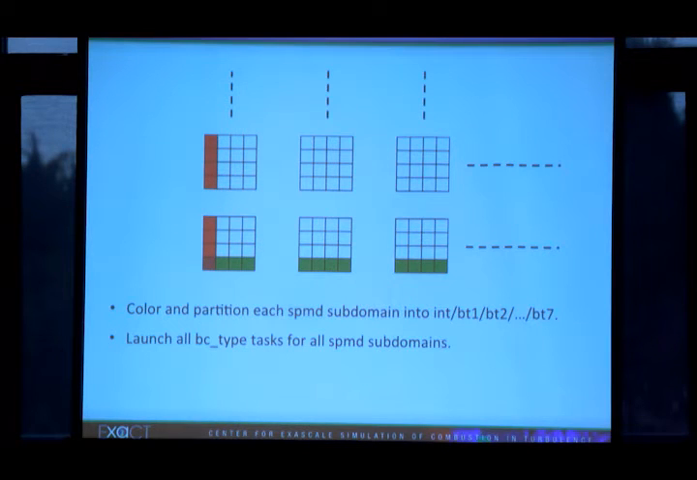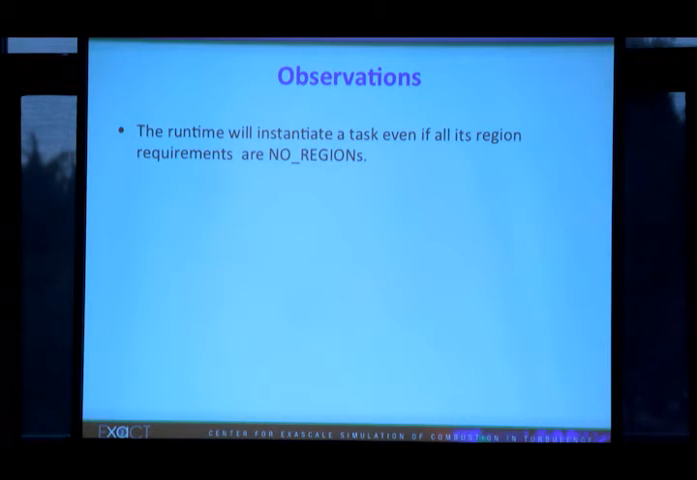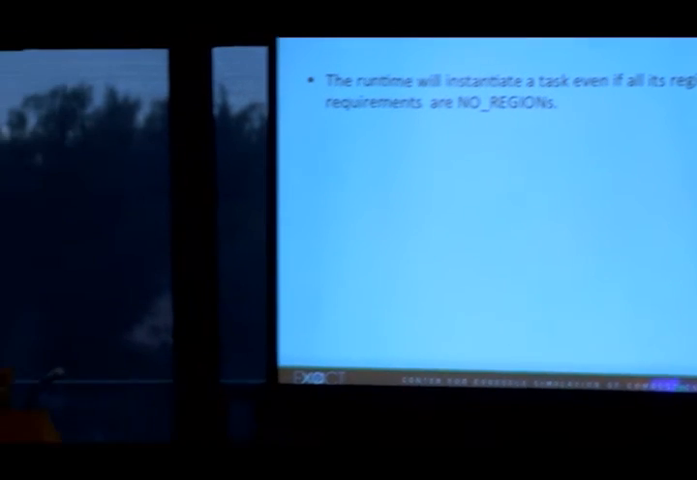So what I was hoping was that the runtime would figure that out and say, hang on, there is no region requirement for the boundary condition task for this point, so I should not instantiate a task for this. That's what I was hoping. As I mentioned, if there's a boundary condition type that does not exist, that amounts to a no region requirement, and so that task shouldn't be instantiated. But it turns out that did not happen. What was happening was that every boundary condition type task that I registered was getting instantiated, even if there was no region pertaining to that BC type.